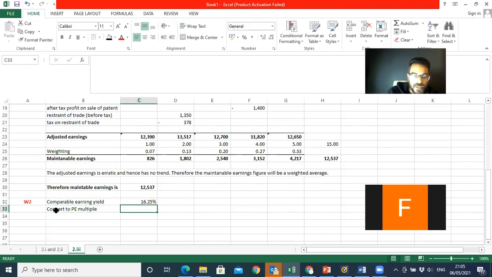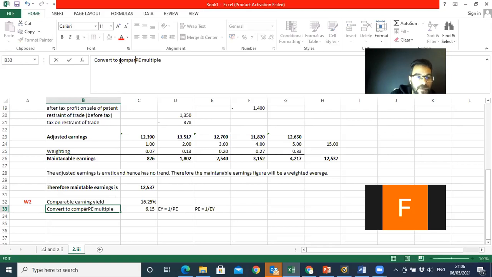So the way you're going to do this is basically equal to 1 divided by the earnings yield. The PE multiple is 6.15. Okay, so remember, earnings yield equals 1 divided by PE. So I rearrange the equation. If I rearrange the equation, PE equals 1 divided by EY. Okay, so now I have a comparable PE multiple.